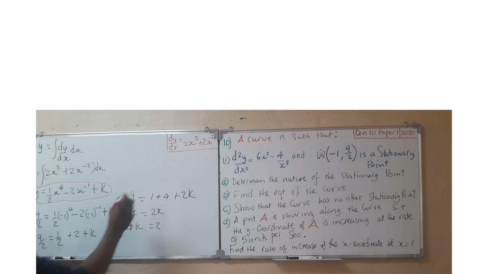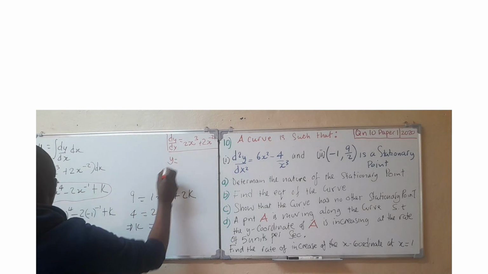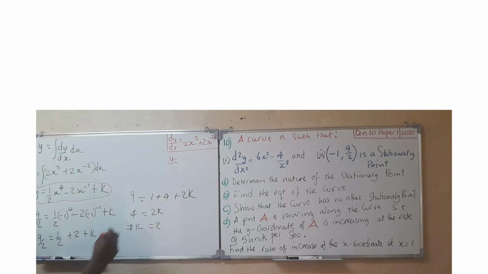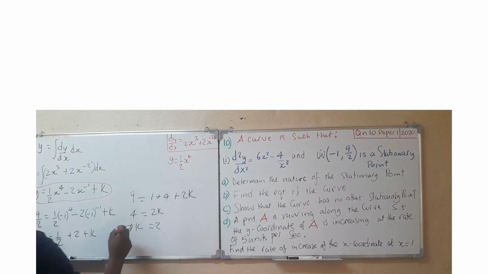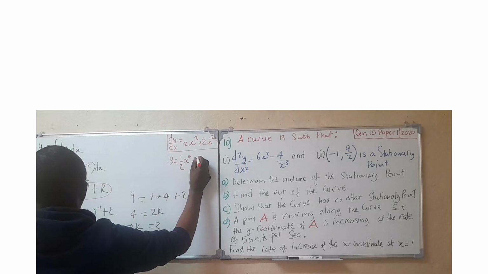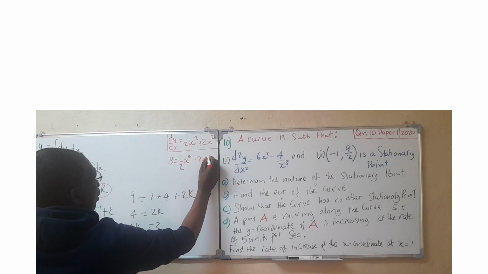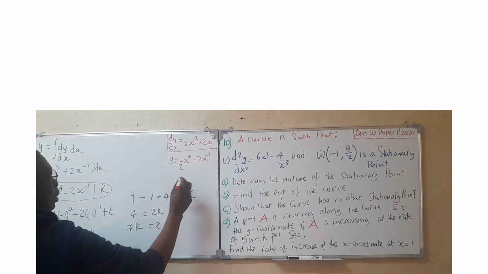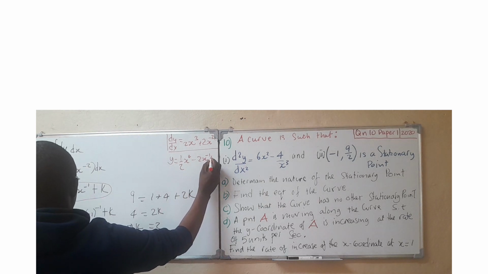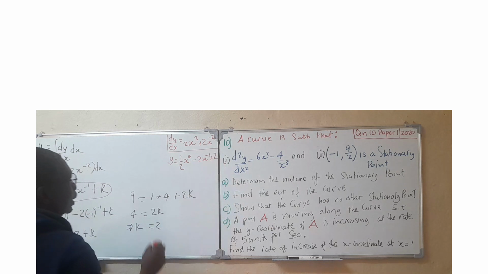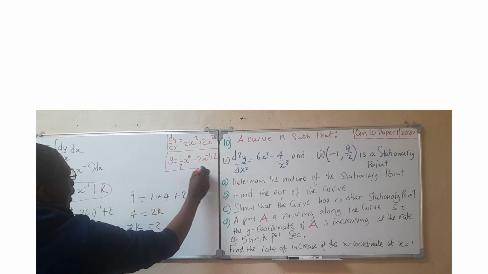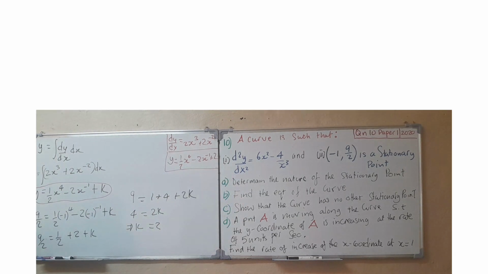So y here, you can put it here, is equal to 1 over 2 x to the power 4 minus 2 x to the power minus 1 plus 2. We said k is equal to 2 there. Okay. Right. k is equal to 2.